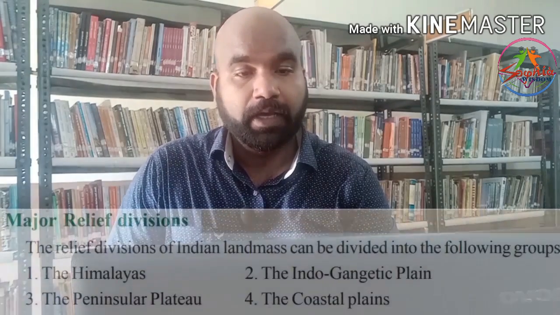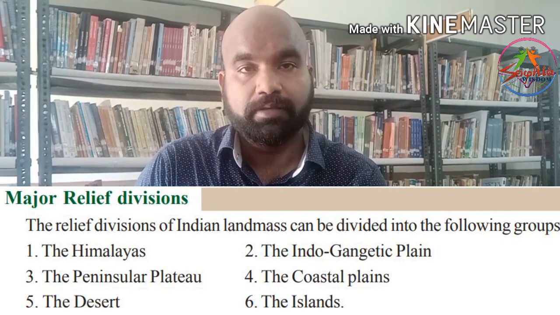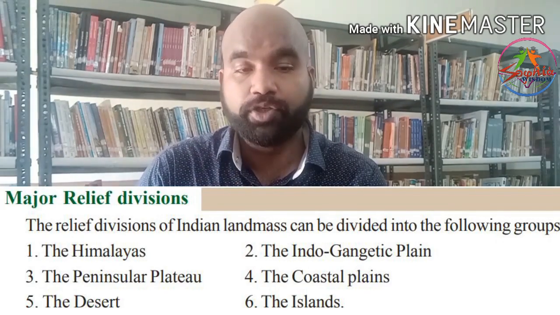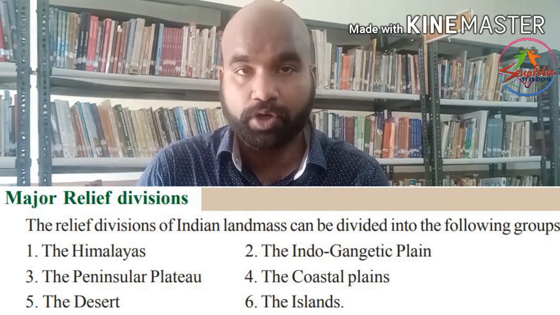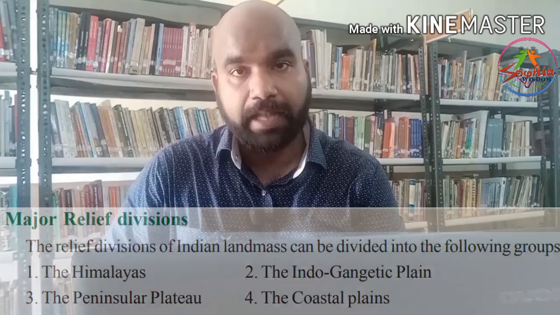Now let us see what relief features we have in our country. We have 6 major relief divisions in India, the divisions of the Indian landmass: number 1, the Himalayas; number 2, the Indo-Gangetic Plain; number 3, the Peninsular Plateau; number 4, the coastal plain; number 5, the desert; and number 6, the islands. These are the 6 relief features in our country, and let us look at them in detail as our textbook mentions.